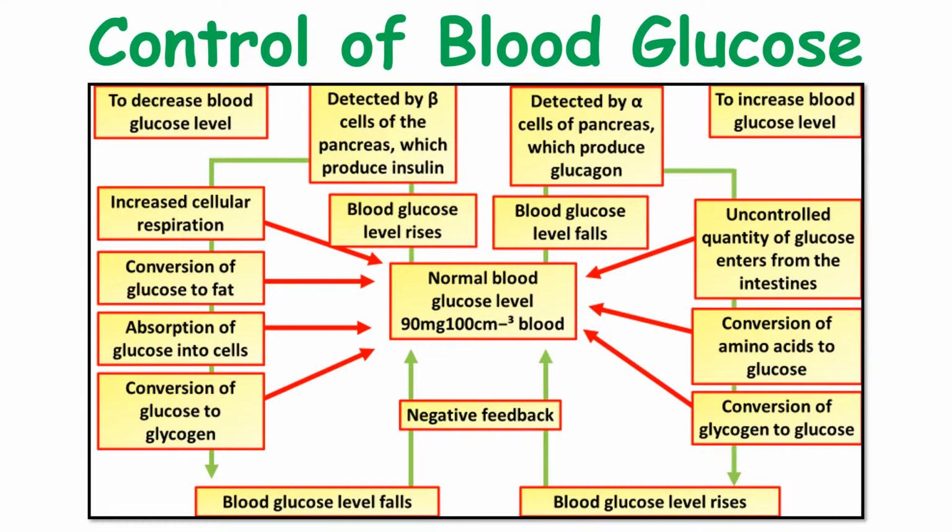If the blood glucose level gets too low, this is also detected by the pancreas. The pancreas will release glucagon. That will travel around in the bloodstream until it gets to the liver, which causes the conversion of glycogen back to glucose. That will cause the blood glucose levels to rise, which then, same again, by the process of negative feedback, will stop the pancreas from producing any more glucagon.